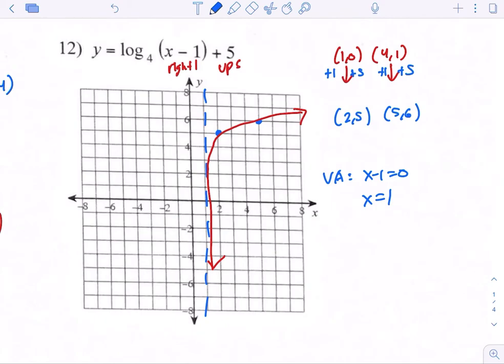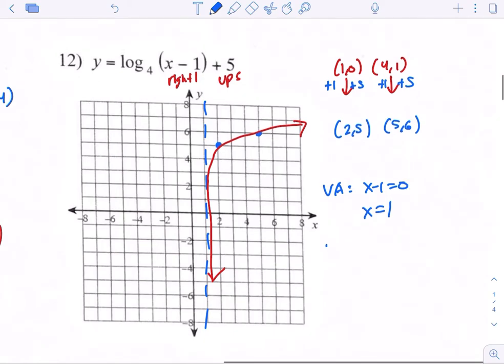Domain. How far left does this graph go? All the way to there. So domain approaches 1 from the right hand side all the way to infinity. Range negative infinity to infinity.